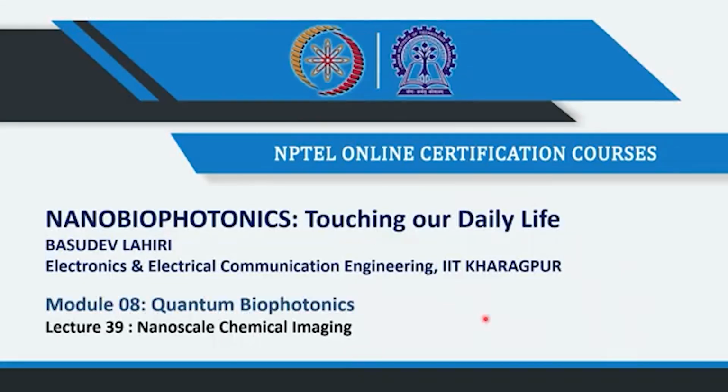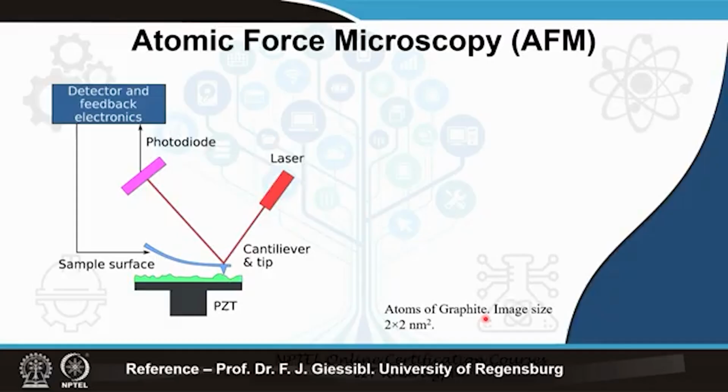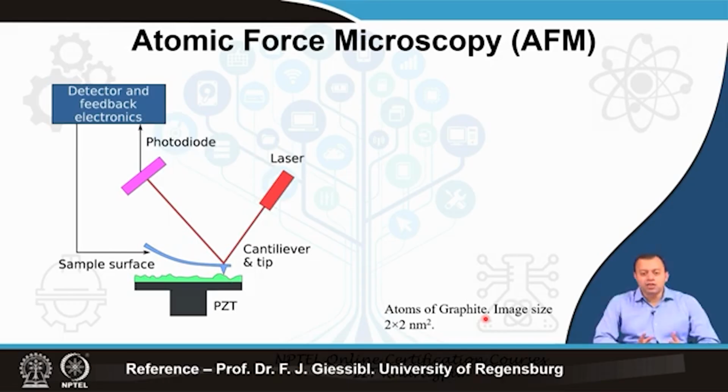Now, what exactly is nanoscale chemical imaging? First and foremost, what is a chemical image and how is that relevant to quantum biophotonics? At this present moment, we have a large number of equipment and high resolution microscopy techniques that can provide information on the shape and size, that is the physical aspect, of a material at a very precise nanoscale level.